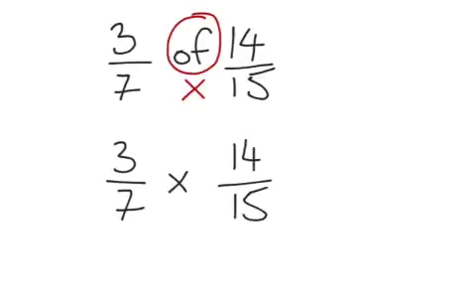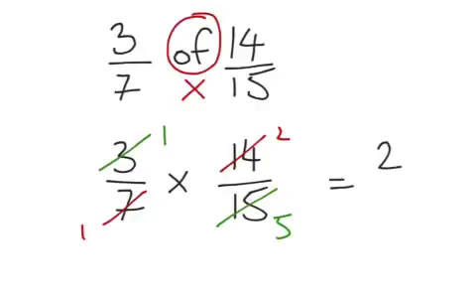And again, because we know now how to cancel, 3 goes into 3 once and also goes into 15 5 times. And on the other side, 7 goes into 7 once and into 14 2 times. There's nothing else that cancels. So 1 times 2 is 2, and 1 times 5 is 5. So 3/7 of 14/15 is 2/5.